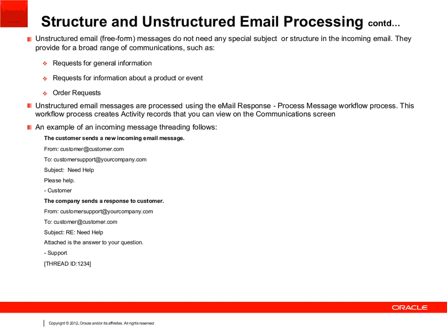Unstructured email or free-form messages do not need any special subject or structure in the incoming email. It provides a broad range of communication, such as requests for general information, requests for information about a product or event, and order requests. Unstructured email messages are processed using the Email Response Process Message workflow. This workflow creates activity records that you can view in the communication stream. Below we see an example of an unstructured message threading.